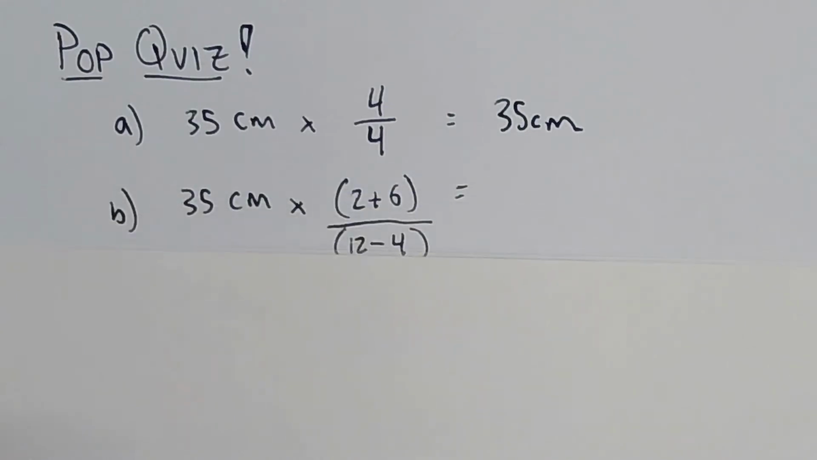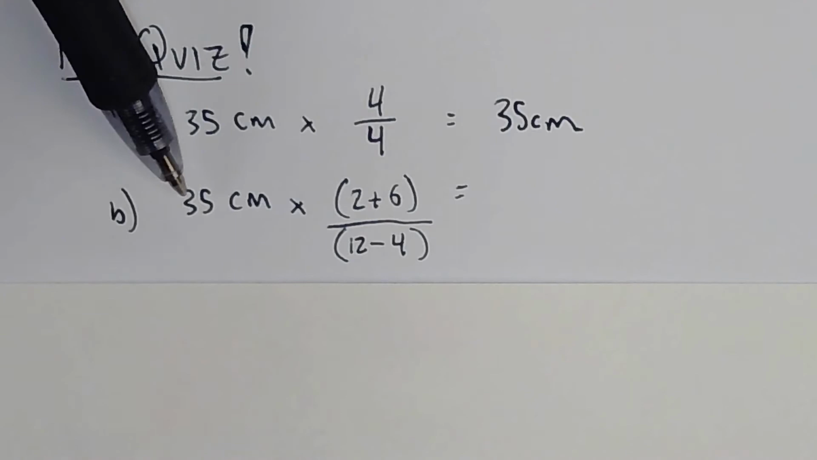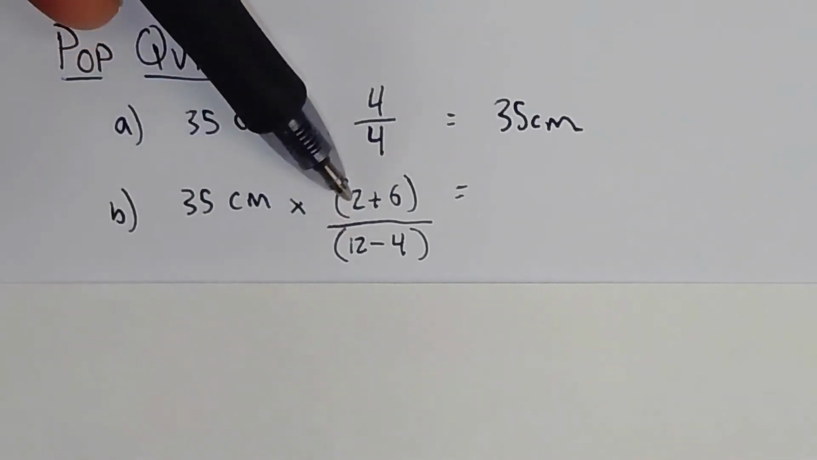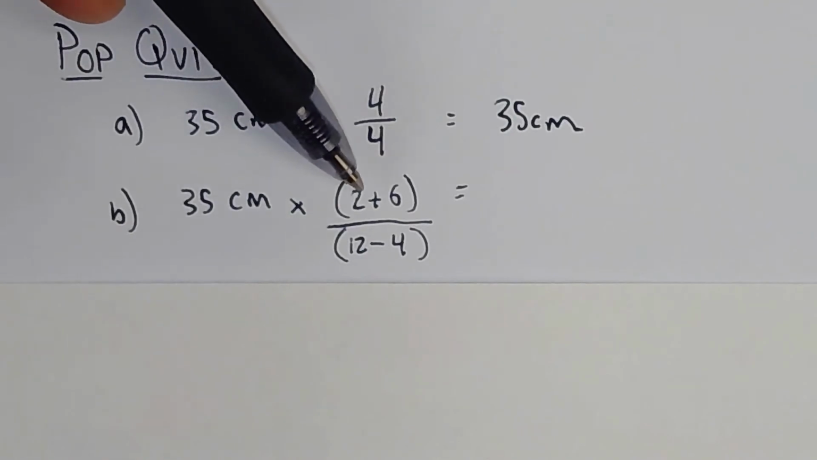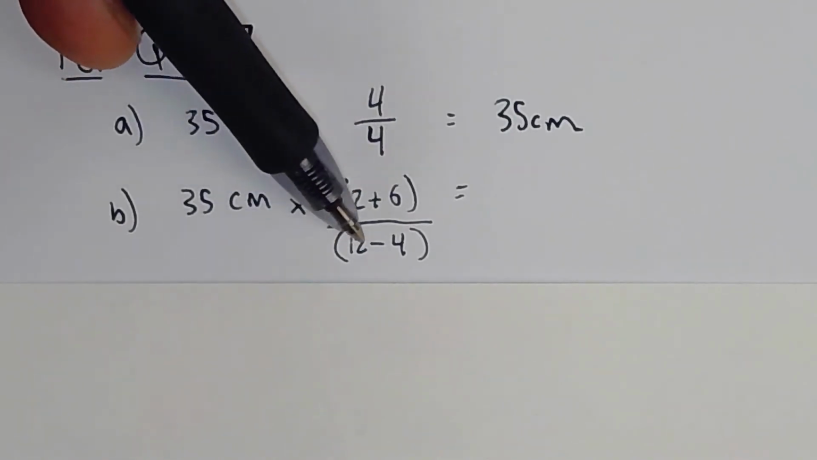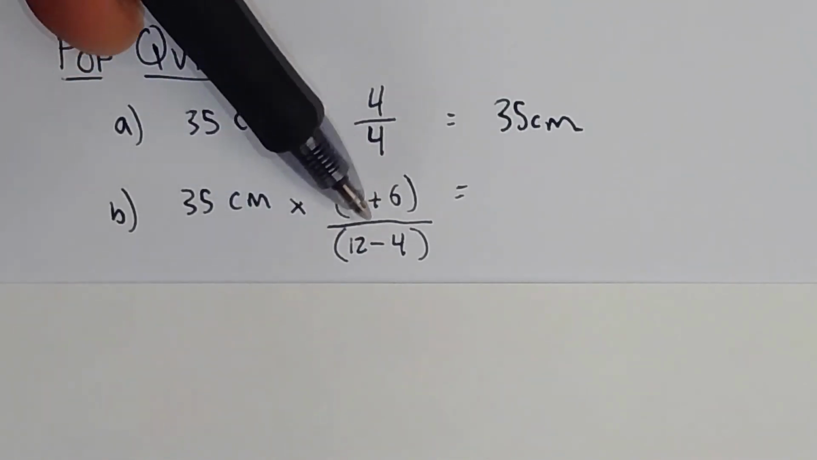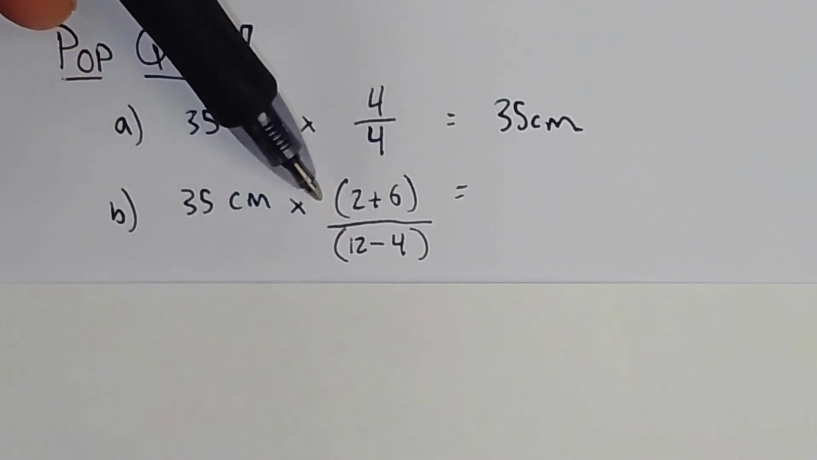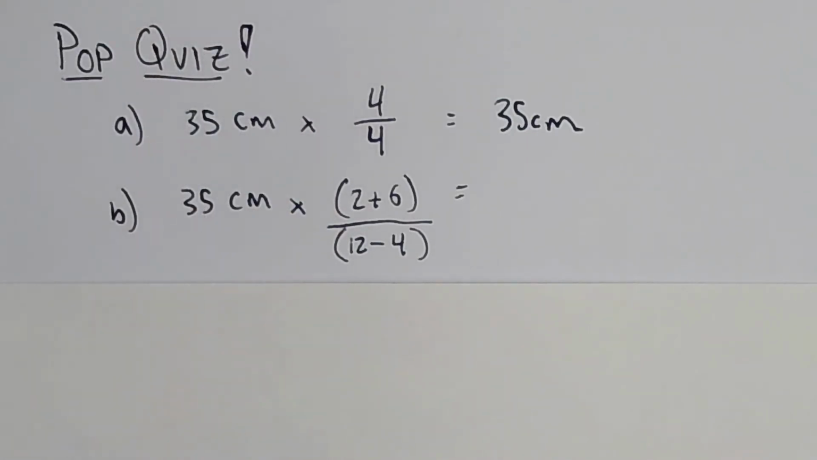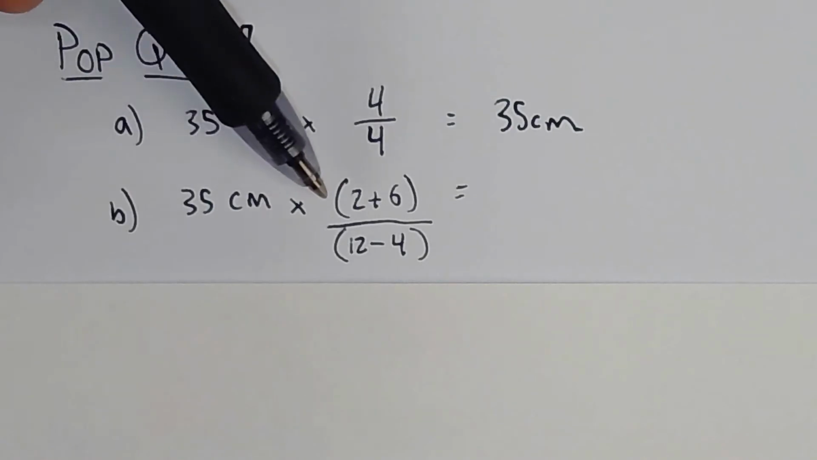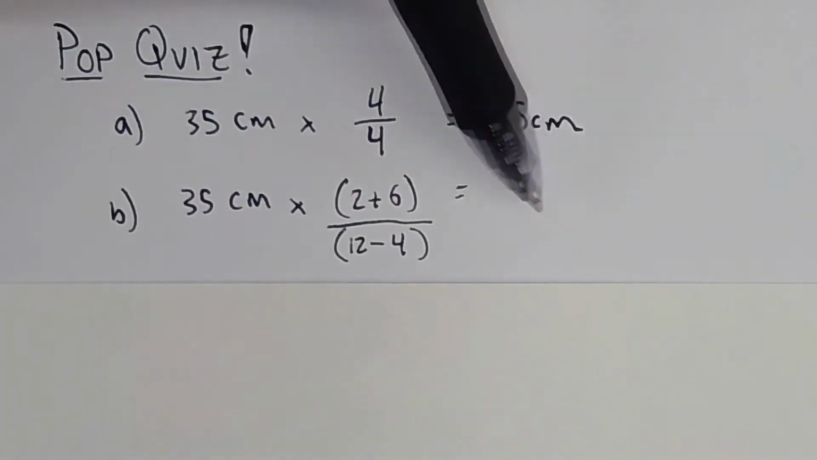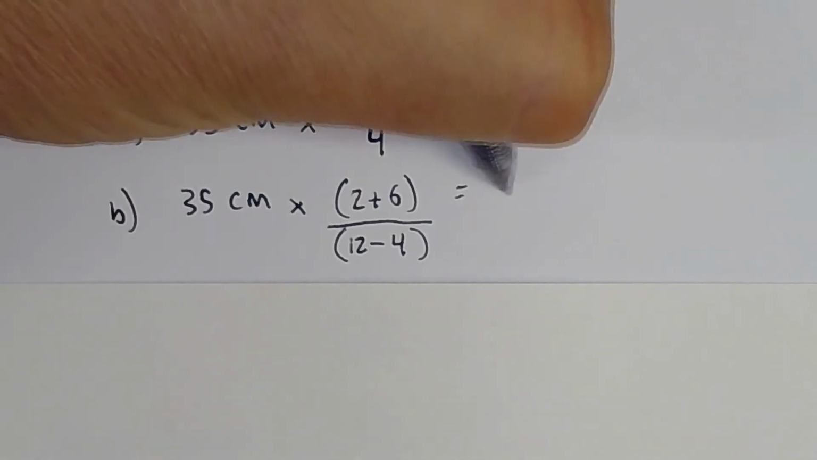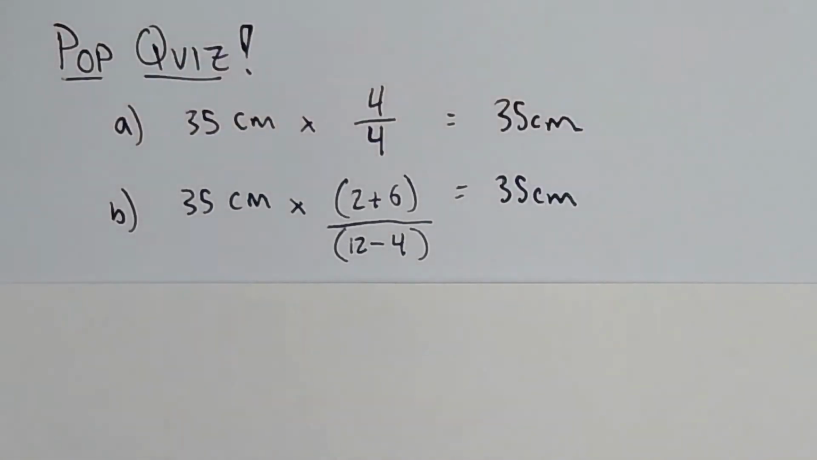Okay, level 2 question. Now this fraction doesn't look the same on the top and the bottom, but if we analyze it, we see that 2 plus 6 is 8, 12 minus 4 is 8. So even though the top and the bottom of the fraction look different, they are the same value. Since they're the same value, it's basically equal to 1 again. So 35 times 1 gets you 35 again. So not too bad.